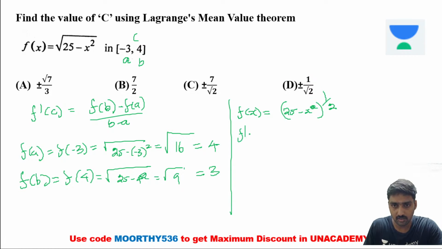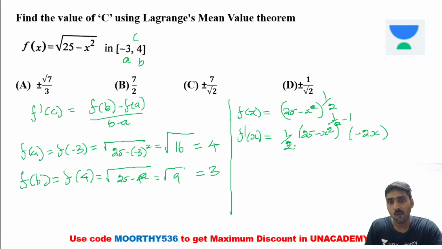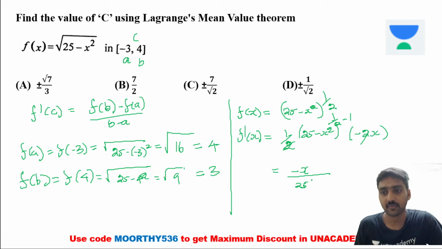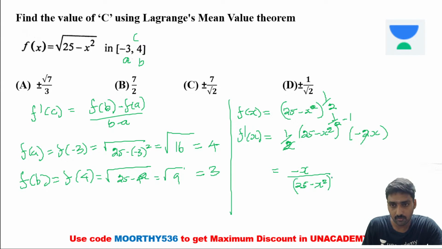Now differentiate it. f dash of x: differentiating x power n gives n into x power n minus 1. The same applies here, it's a single function. So 1 divided by 2, 25 minus x square to the power 1 divided by 2 minus 1, into the differentiation of x square, which is minus 2x. Now this 2 and 2 cancel. It's equal to minus x divided by 25 minus x square, the whole power 1 divided by 2. The power minus 1 divided by 2 is taken into the denominator. So f dash of x is minus x divided by 25 minus x square, the whole power 1 divided by 2.